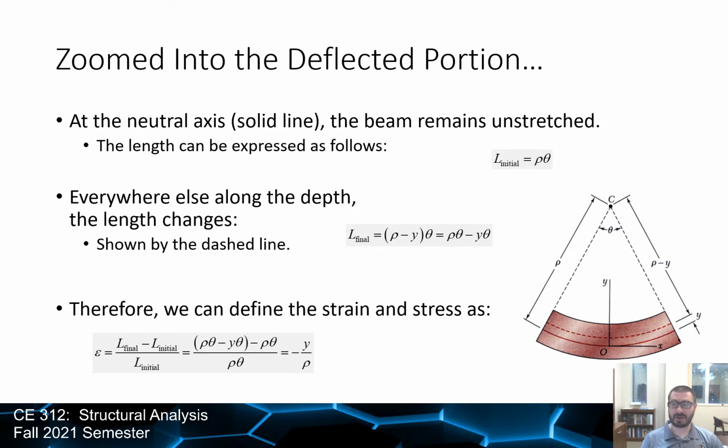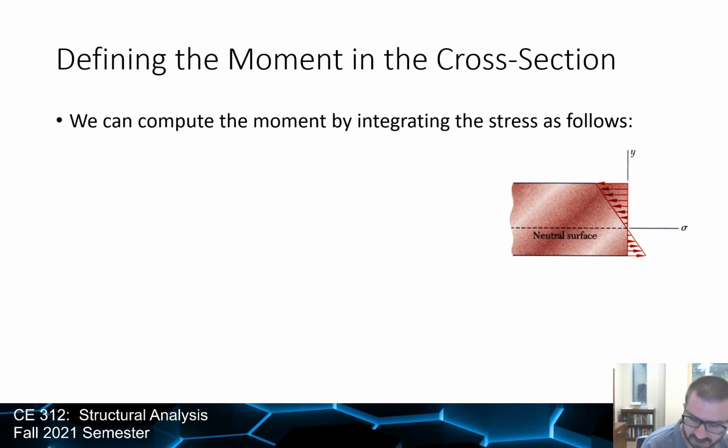And then if stress is E times the strain, we get something we can actually use in our next slide. So I'm going to rewrite this up here: sigma equals negative E y over rho. I'm just going to write this up here so that we have it in the top of our heads. Okay, so that's looking at the stress from a compatibility standpoint.